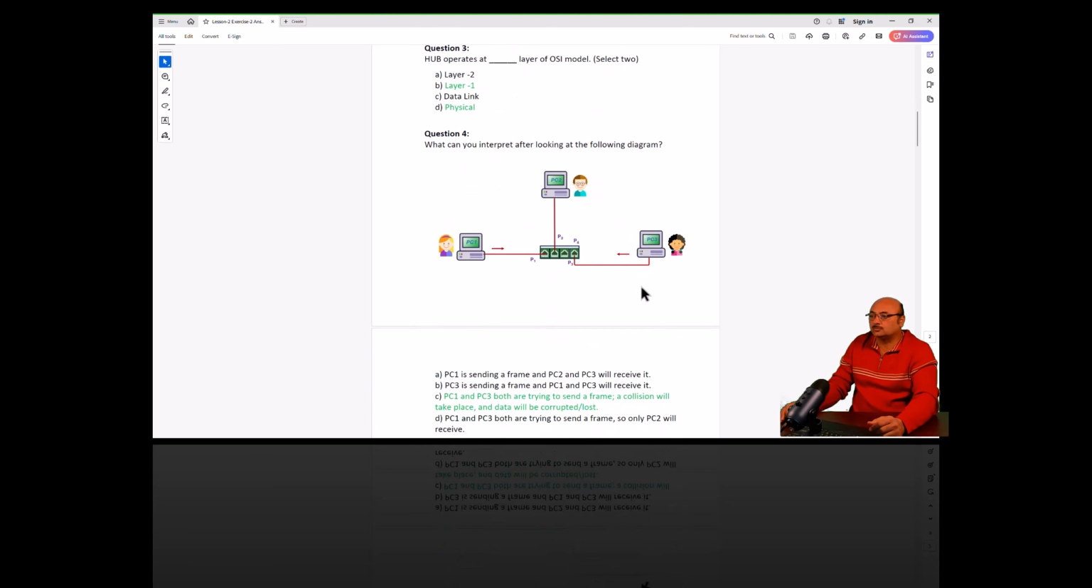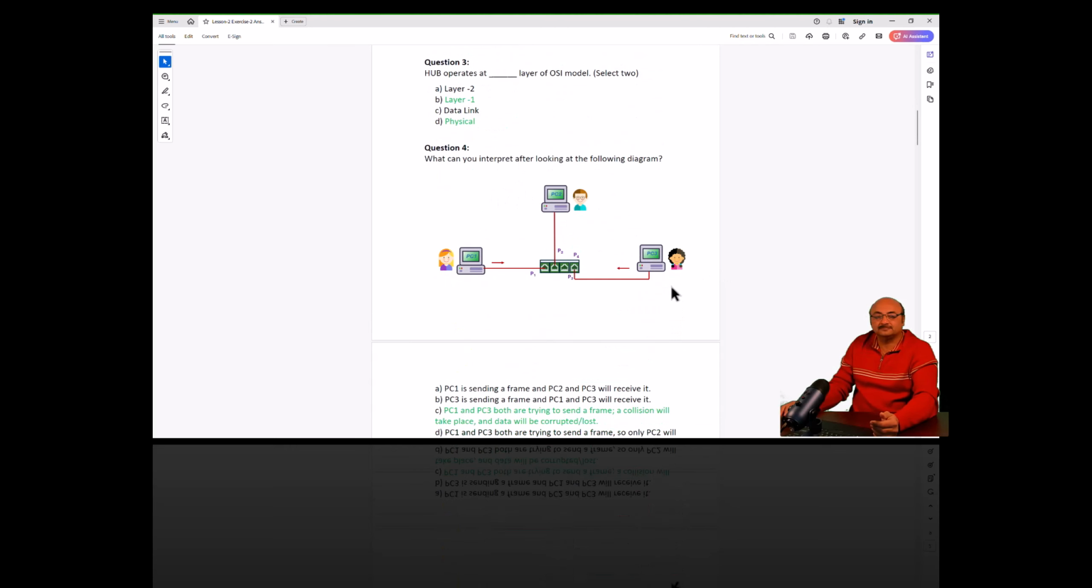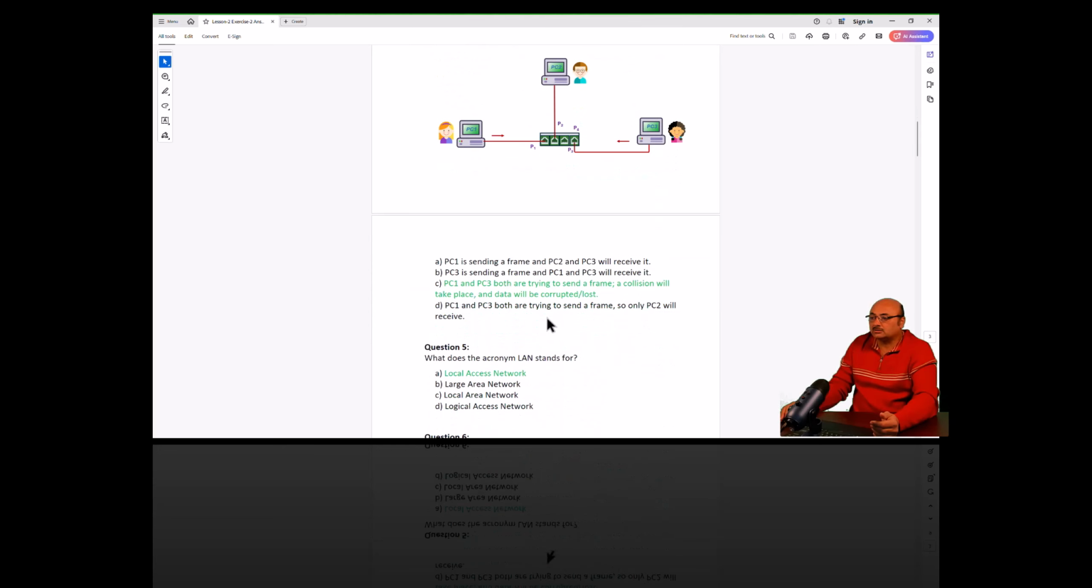Okay, in question 4, there is a topology shown, and again the same question as asked in question number 2 is presented in a visual way. In this case, PC1 and PC3 both are transmitting, and now the question is what can be interpreted after looking at the following diagram. The correct option here is that PC1 and PC3 both are trying to send a frame, a collision will take place and data will get corrupted and lost.